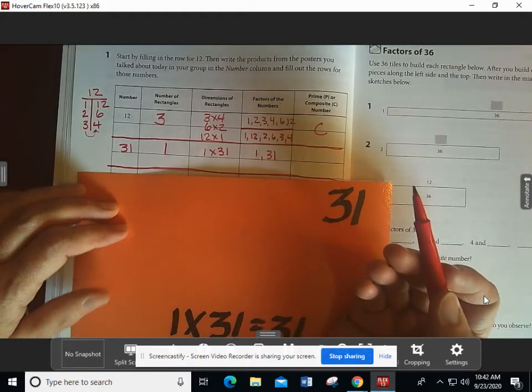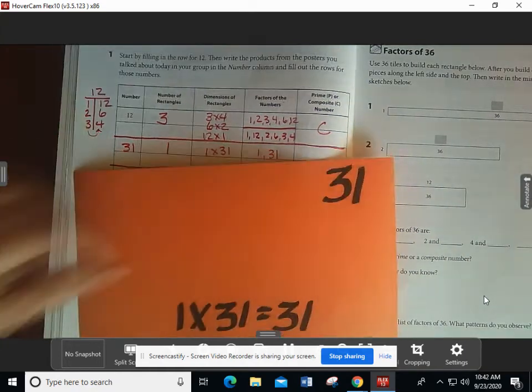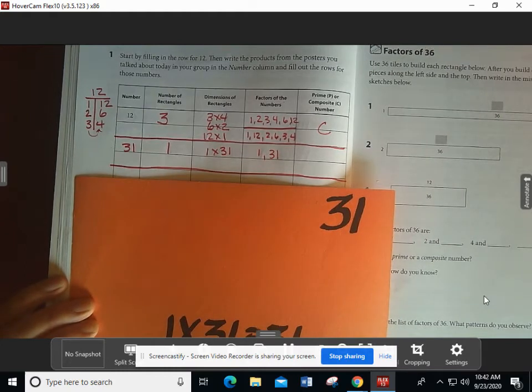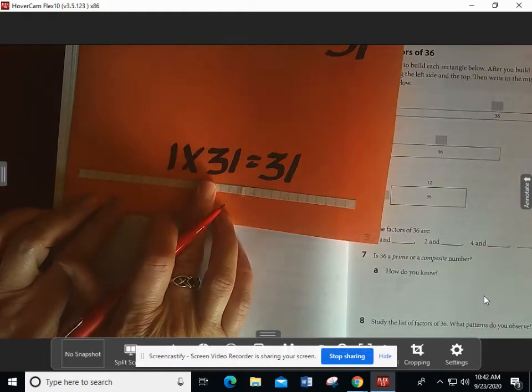Again, like I said, we're going to practice this again. It's hard to learn this just in one day. What do you think this is? A prime number or a composite number? Prime. Why do you think it's prime, Adrian? Because there's only one way to write it. And remember, 31 times 1 is the same as 1 times 31.